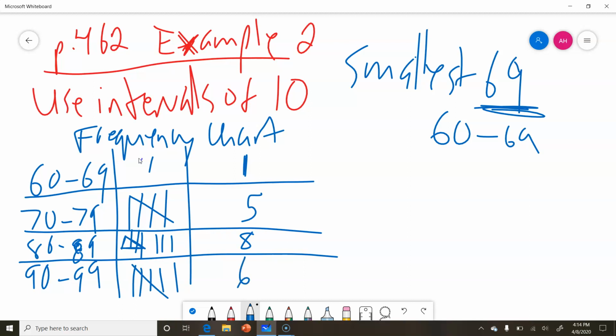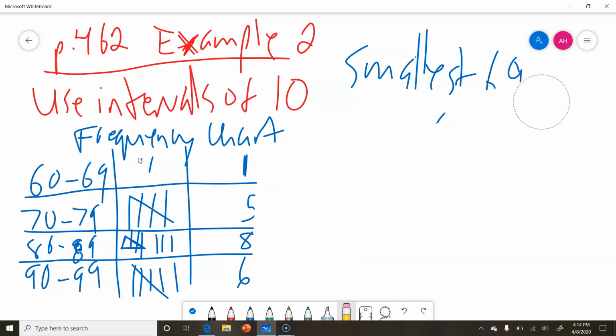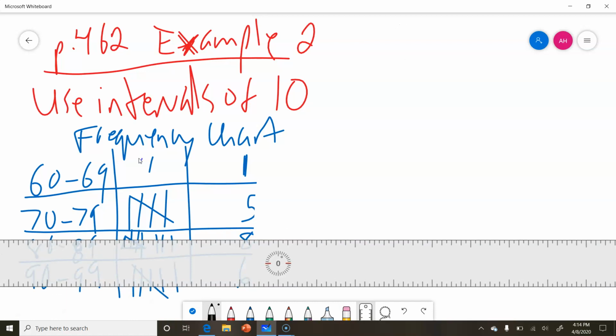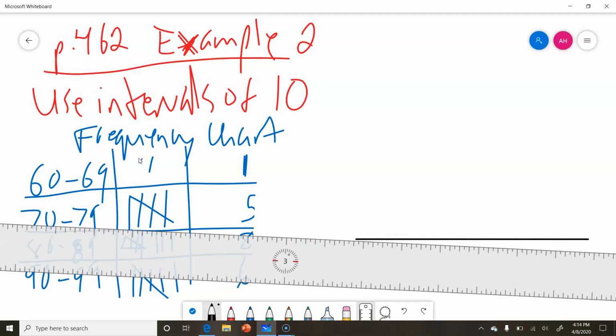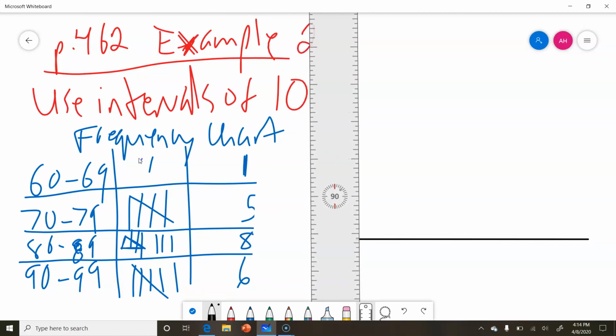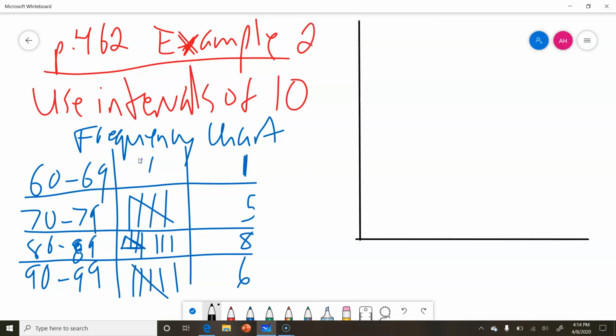Okay, so now when I go to draw my chart, I'm going to use this information right here to draw this chart. I get my ruler out, and I'm going to draw this for you. So this is not very hard. You see the examples literally in the book, so if you get confused, just look at the book's example. That will help you. My first interval down here is going to be 60 to 69. Then the next one is going to be 70 to 79. Then 80 to 89. And the last one here is going to be 90 to 99.